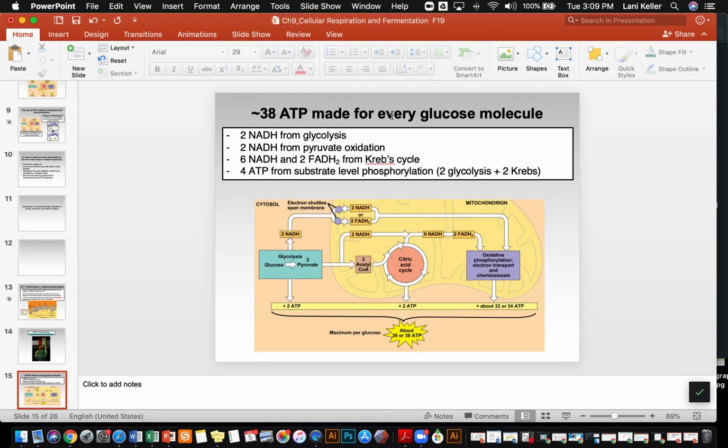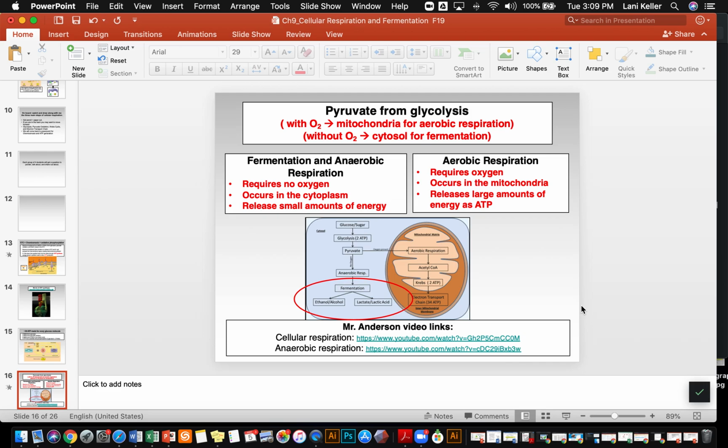So about 38 ATP made for every single glucose molecule, right? And you can figure out where these are coming from. But in general, glycolysis will give you a little ATP, a little NADH. Pyruvate oxidation will give you NADH. Krebs cycle, a little ATP, a lot of NADH and FADH2. Those will feed into the electron transport chain where you get a lot of ATP out, right?